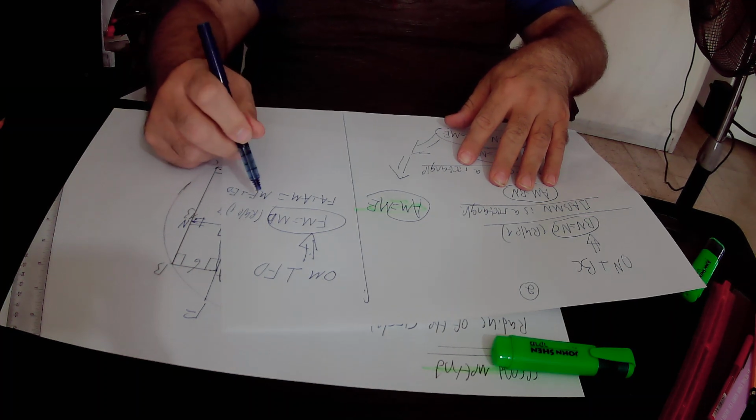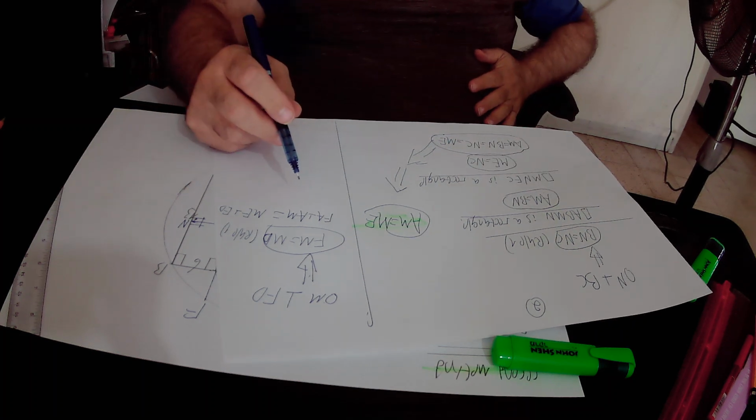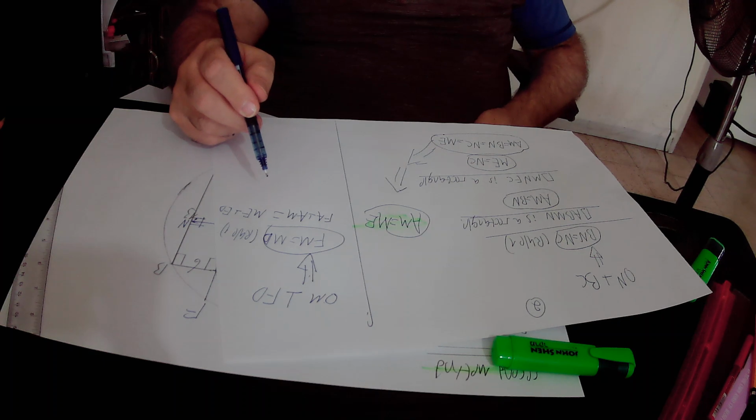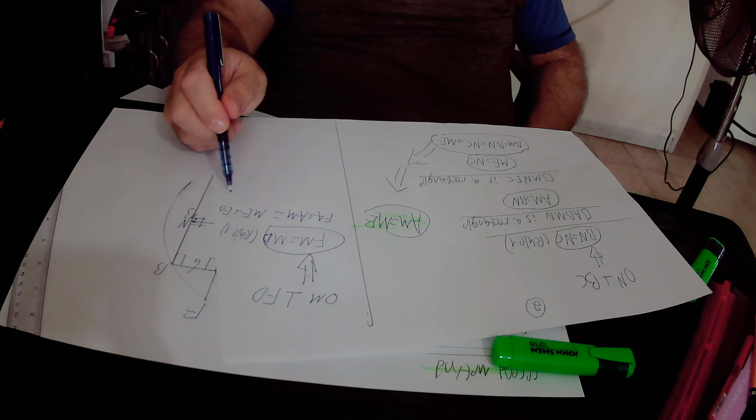So we actually substituted MD by ED. So in conclusion we found out that FA plus AM, that is FM, equals ME plus ED, that is MD.